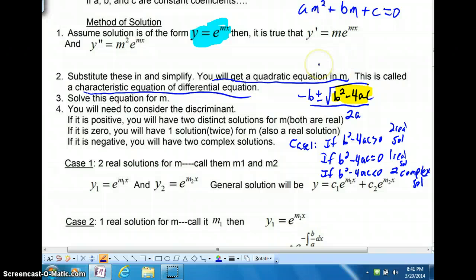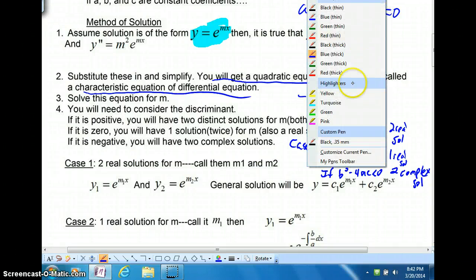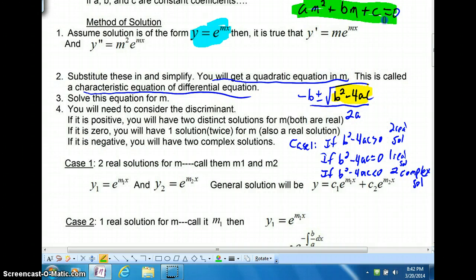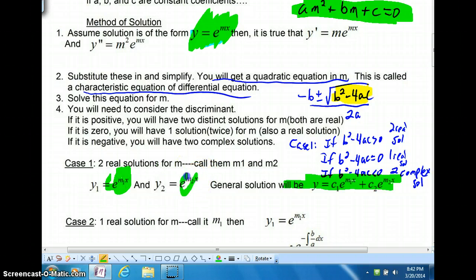Let's just say you work out the quadratic formula and you get 2 distinct values for m. Remember, we're solving this original equation up at the top, not with respect to x, but with respect to m. We'd get m equals those 2 real values. So we could call them m sub 1 and m sub 2. But remember, we're assuming that our solutions are y equals e to the mx. Our general solution would, of course, have to be then involving e to the m1x and e to the m2x, writing arbitrary constants out in front of them, adding them together.